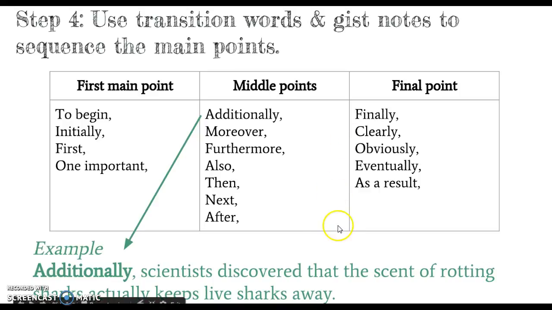So for example, this idea sentence, a scientist discovered that the scent of rotting sharks actually keeps sharks away. That's a sentence that came from a gist note from paragraph 3. So I use a transition word, additionally, and then I put my gist note into a sentence. So this would be an example from the middle part of my summary and not the first main point in my summary.